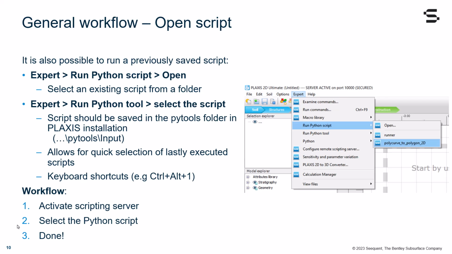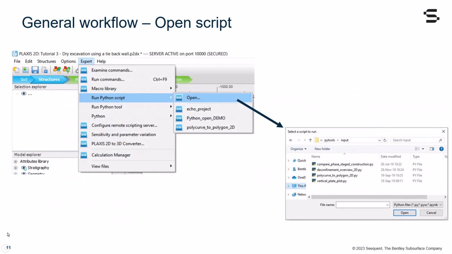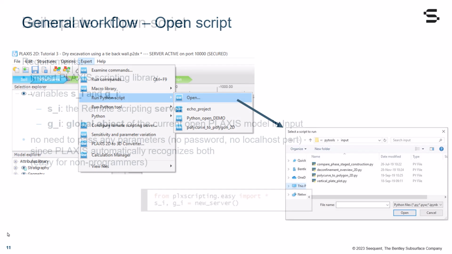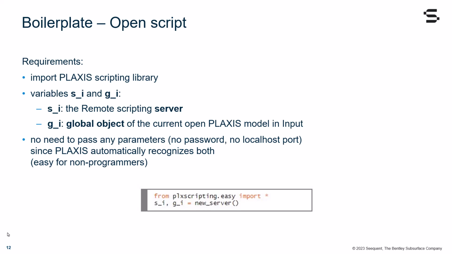You can also use the keyboard shortcuts. The general workflow is to activate the scripting server, select the Python script, and done. Here you can see how the Open Python script window looks. In order to open a script, you need to use the boilerplate too.